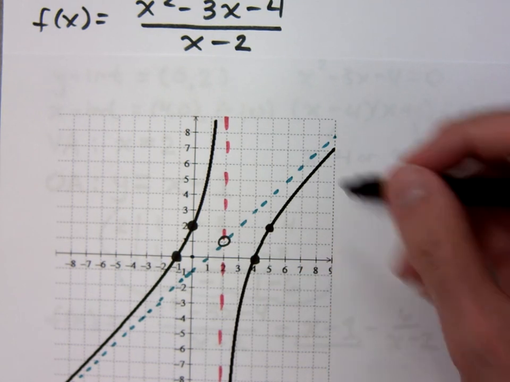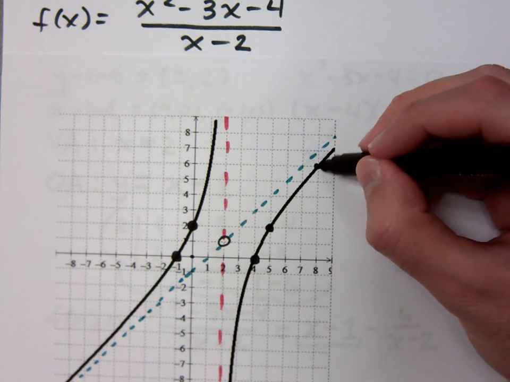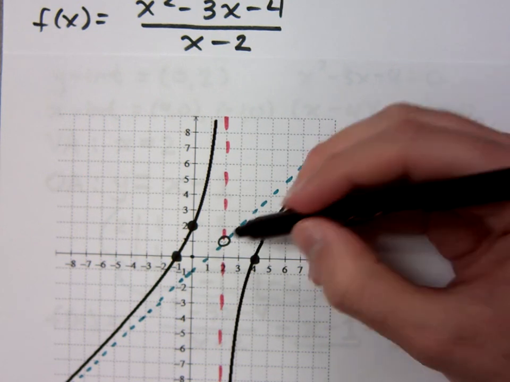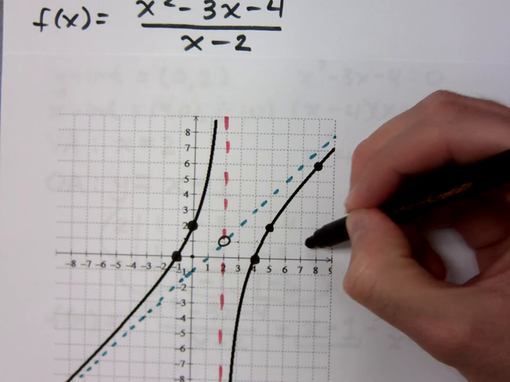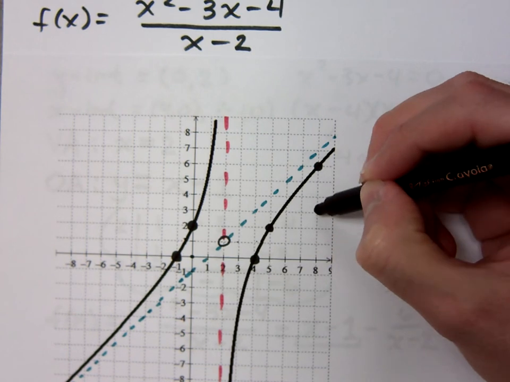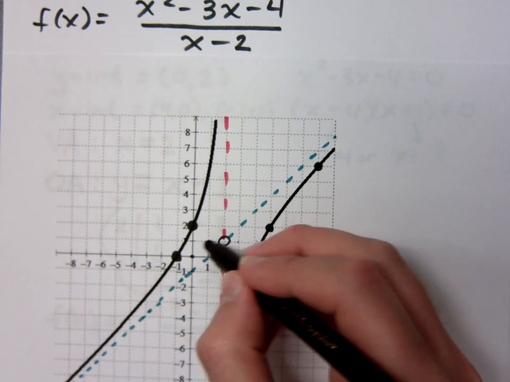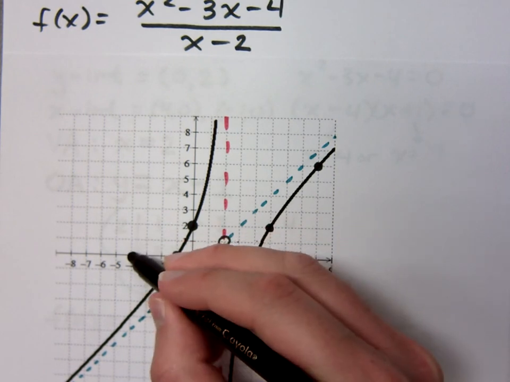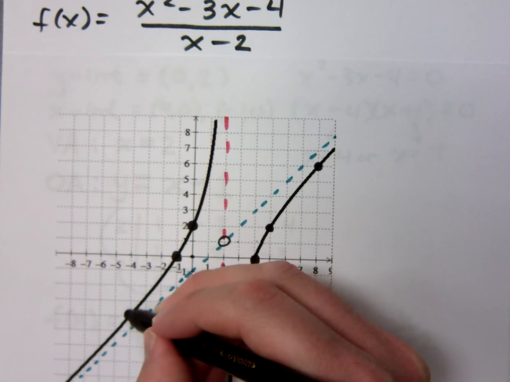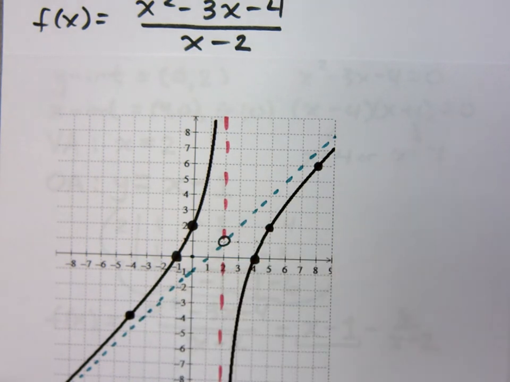You see this point right here looks pretty nice. Looks like he's over 6 and up 5. So go back here. Go left 6 and down 5. So you see that symmetry rotated about the intersection of the asymptotes.